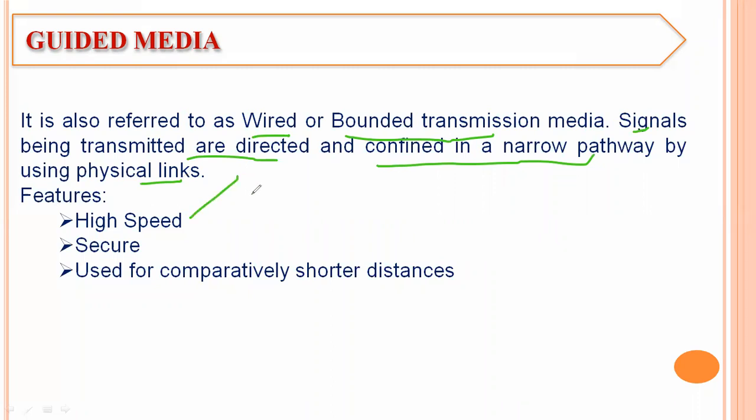So the features are high speed data transfer and secure data transfer, because to access the data one has to get connected to the network through wires. It is also used for comparatively shorter distances, because sending the data to a large distance is not possible, and it is very expensive to implement wires over long distances. So that is why this connected media, or guided media, or wired media is used for shorter distances, maybe in the building, maybe within the campus, or in extreme cases maybe within the city, but not outside the city.